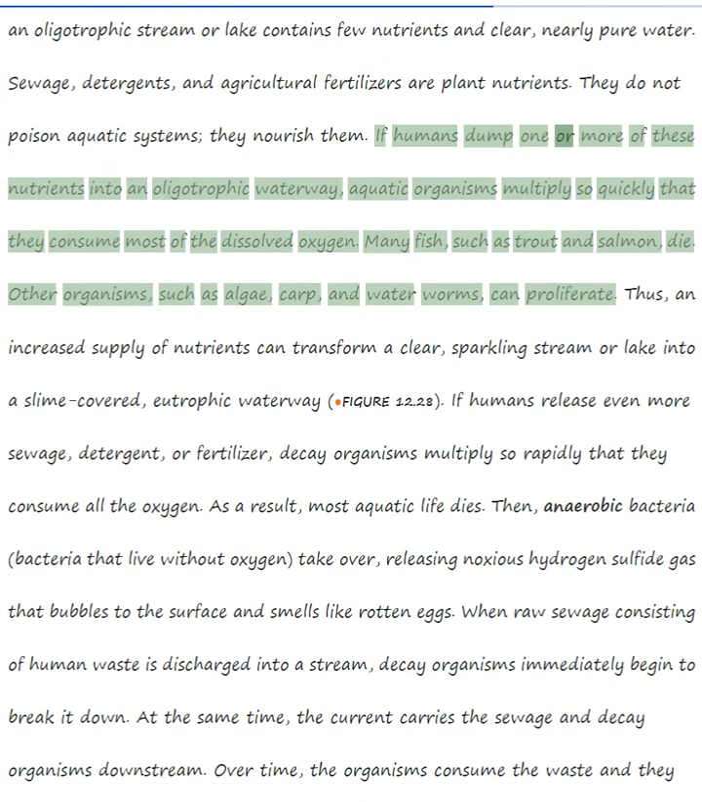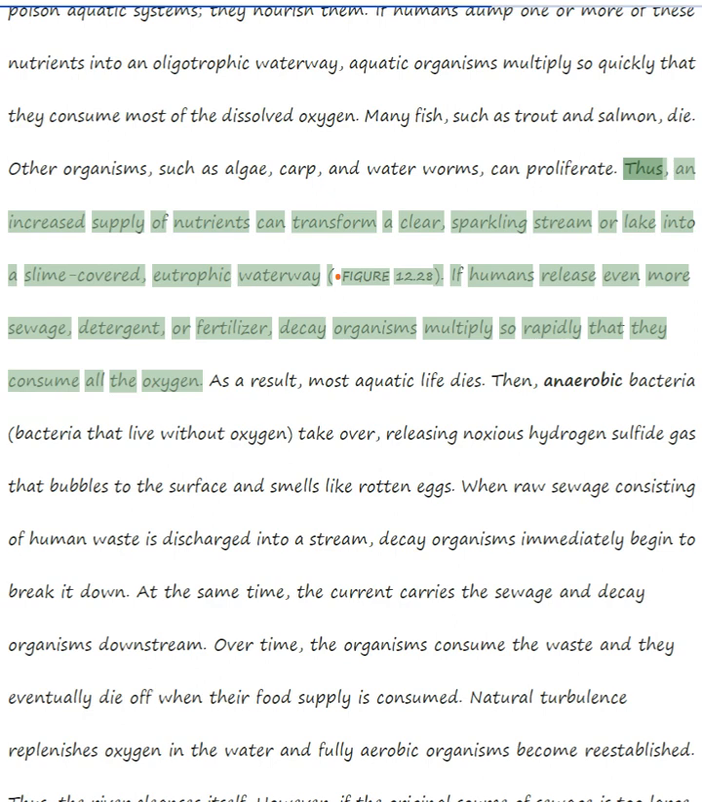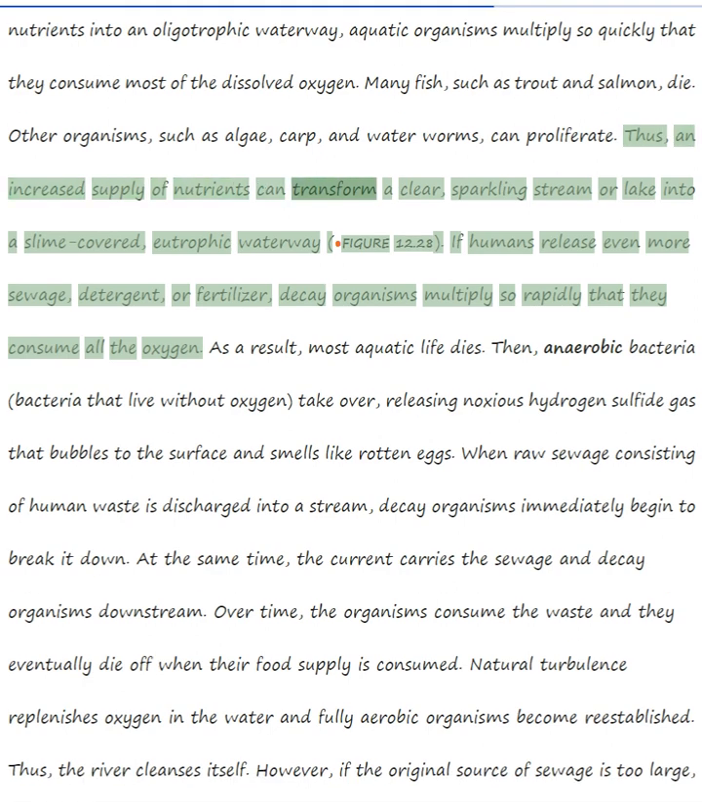If humans dump one or more of these nutrients into an oligotrophic waterway, aquatic organisms multiply so quickly that they consume most of the dissolved oxygen. Many fish, such as trout and salmon, die. Other organisms, such as algae, carp, and water worms, can proliferate. Thus, an increased supply of nutrients can transform a clear, sparkling stream or lake into a slime-covered, eutrophic waterway.